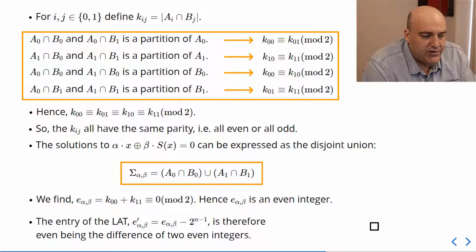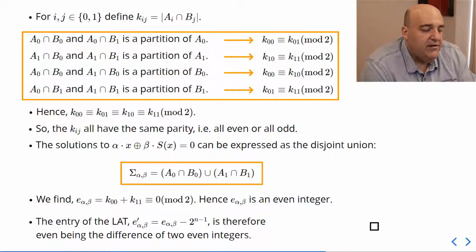One thing to notice is, in our main equation, alpha dot x plus beta dot S of x being 0, how can solutions of that come up? Well, either both summands are 0, so alpha dot x is 0 and beta dot S of x is 0. That's represented by A0 intersection B0. The other possibility is both summands are equal to 1, so alpha dot x is 1 and beta dot S of x is 1. That's represented by A1 intersection B1. So the set of solutions, which we've denoted sigma alpha beta, is just a union of A0 intersection B0 and A1 intersection B1.